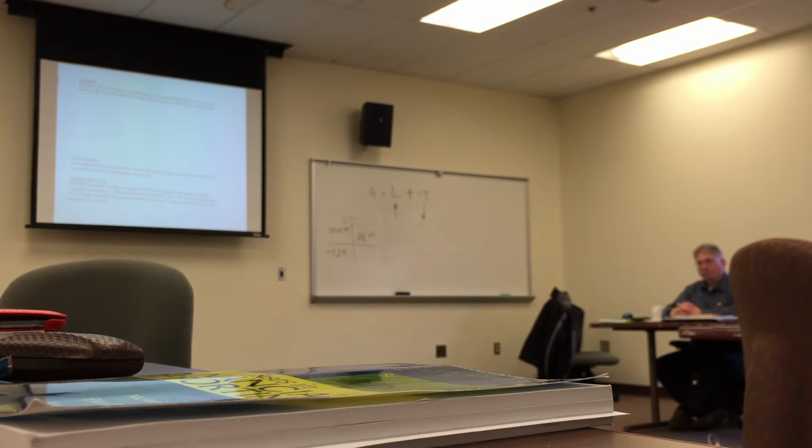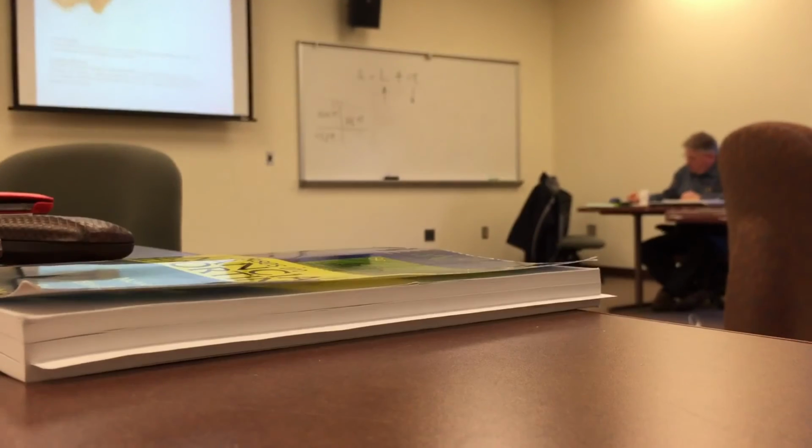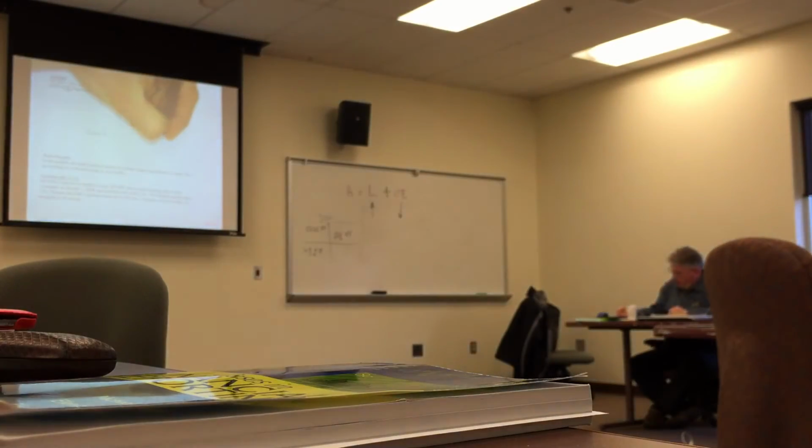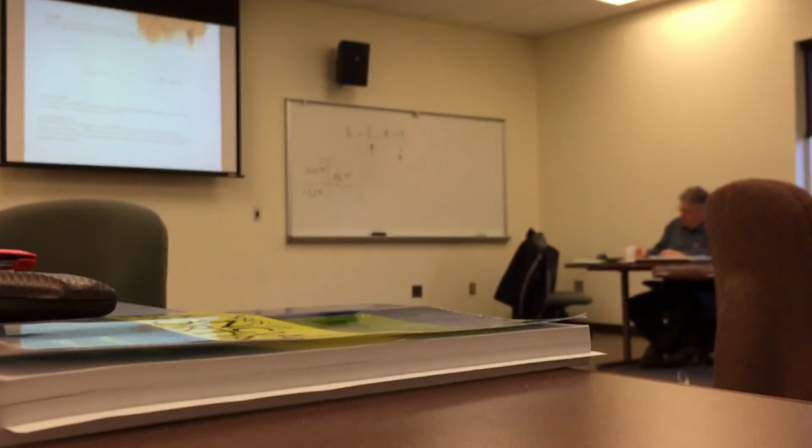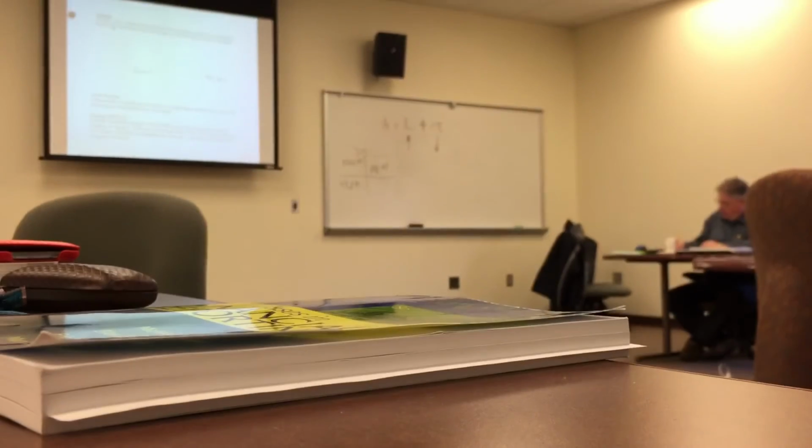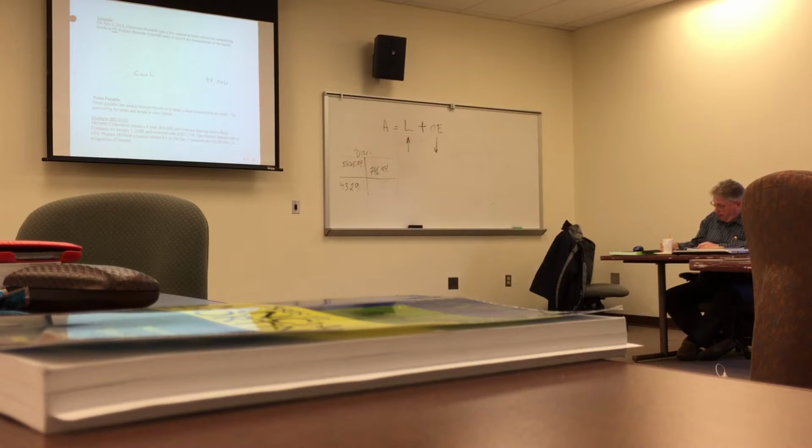So in this case, if they retire the bonds at 99, that means they're paying out. These were $100,000 bonds, right? They're paying $99,000. So we're going to credit cash for $99,000. Yes?